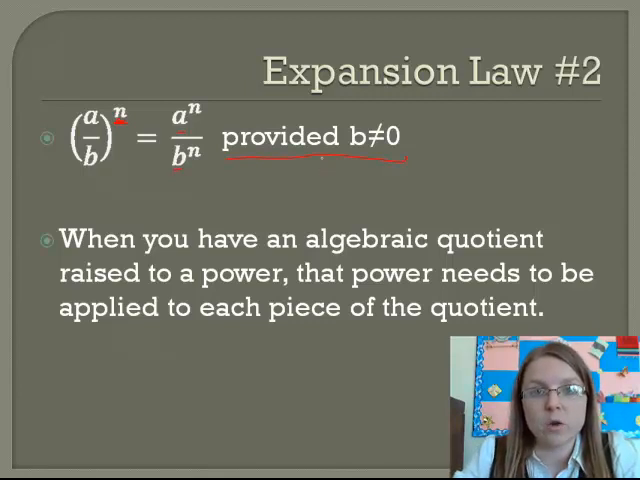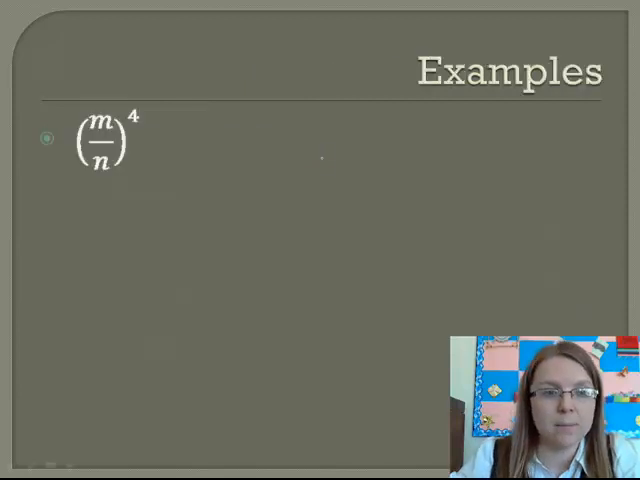Let's look at a few examples. So first one we've got m divided by n, and all of that's raised to the power of 4. So I'm going to work sideways here because it's a little bit easier for me. You would, of course, work down your page, not across. So we take that power of 4, and we apply it to every piece inside that quotient. So that's going to give us m to the power of 4.